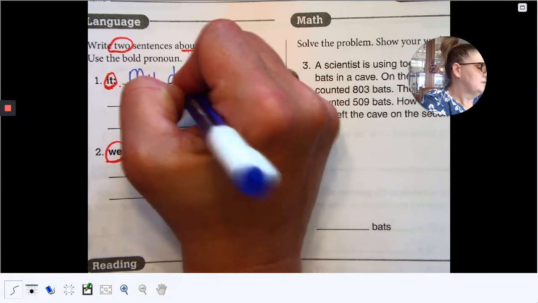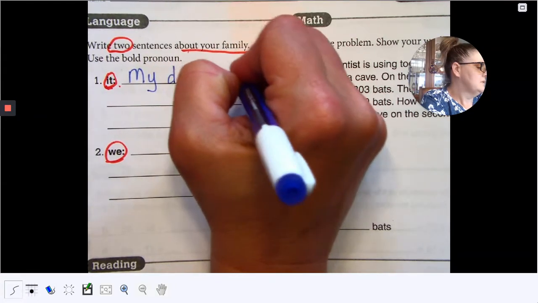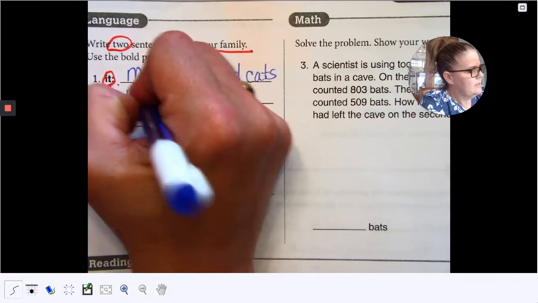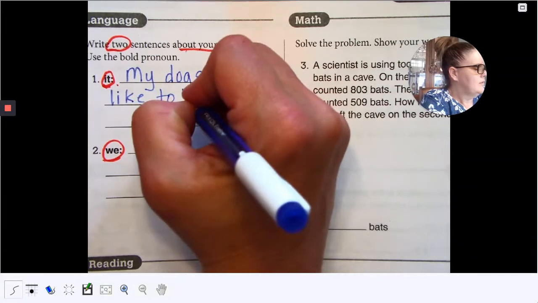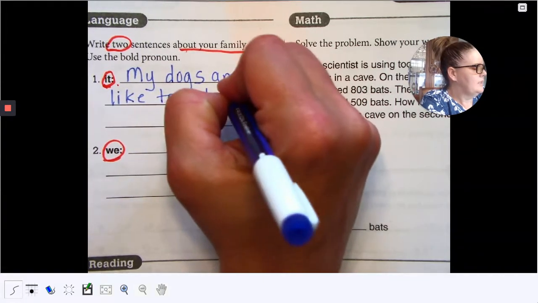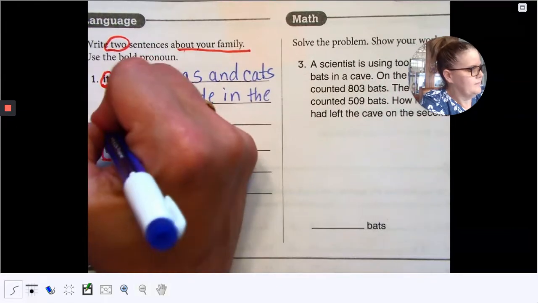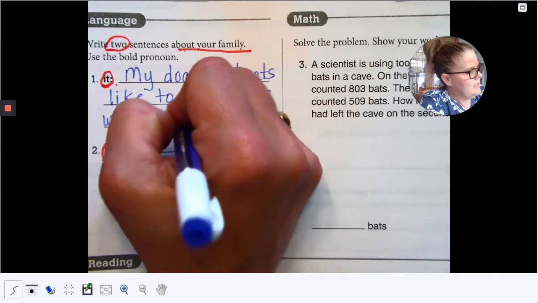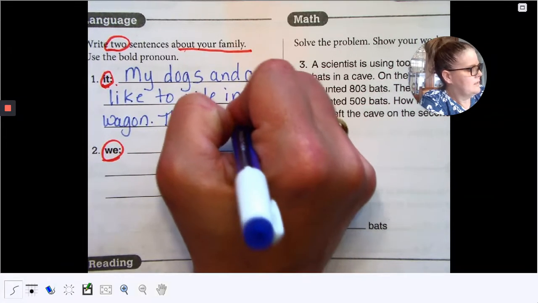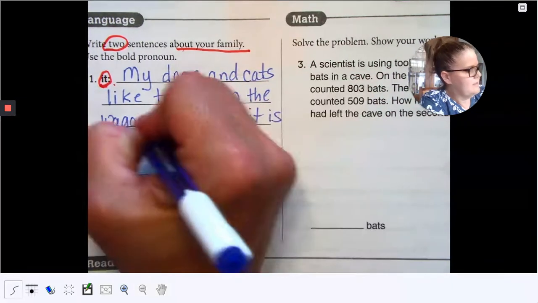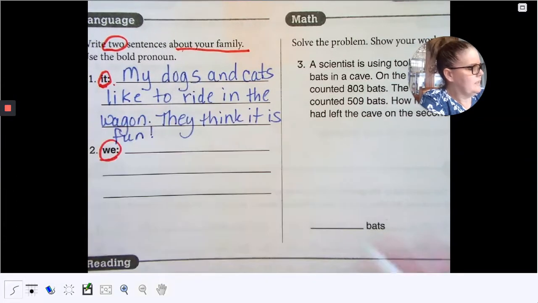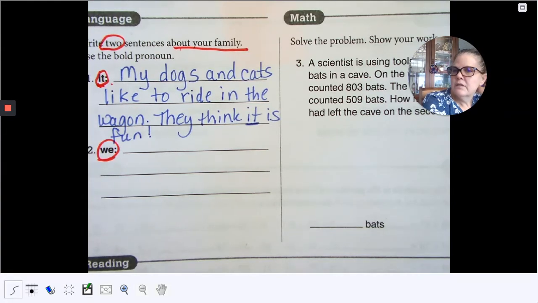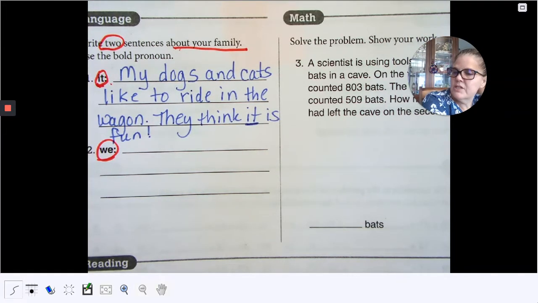My dogs and cats like to ride in the wagon. They think it is fun. Okay, so there's my pronoun it. You probably have a completely different one. I wish we could share them together.